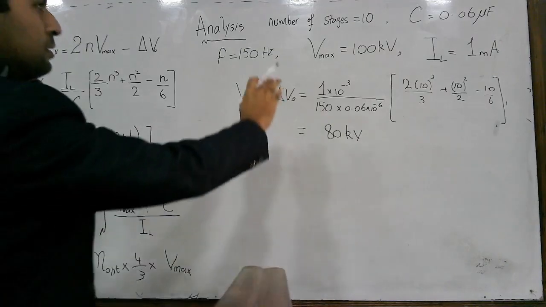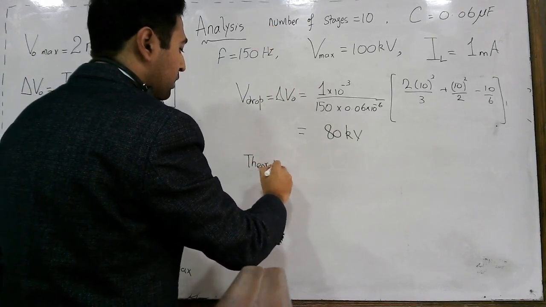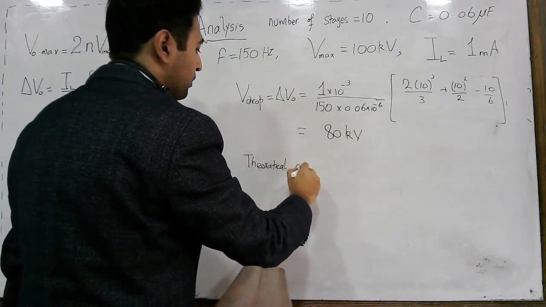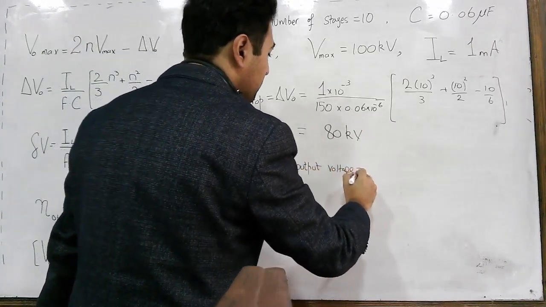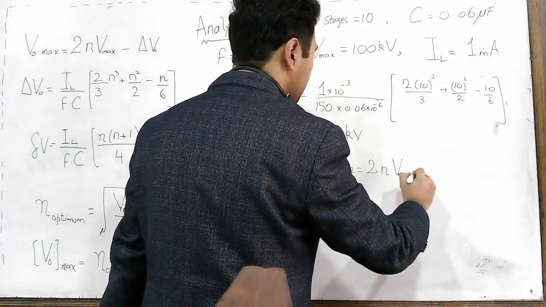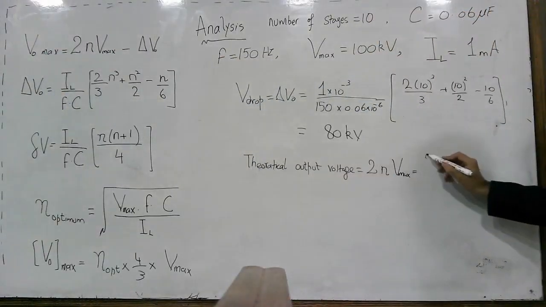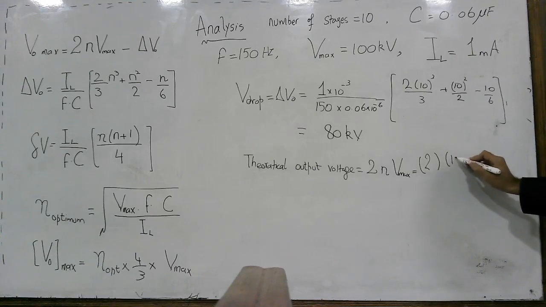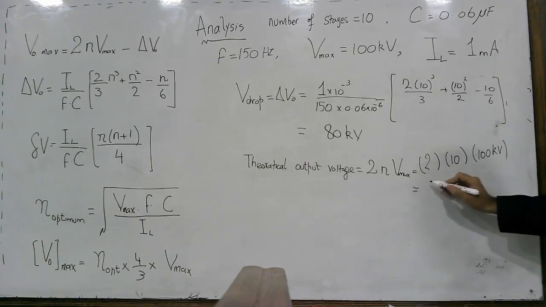Okay, and since there are 10 stages, what is the theoretical output voltage? Theoretical output voltage can be simply 2n V max, and the stages are 10 and Vmax is 100 kilovolt. So theoretically we must get 2000 kilovolts.